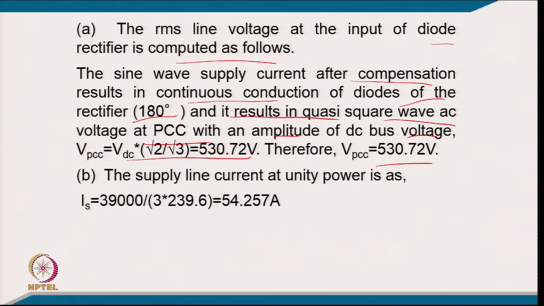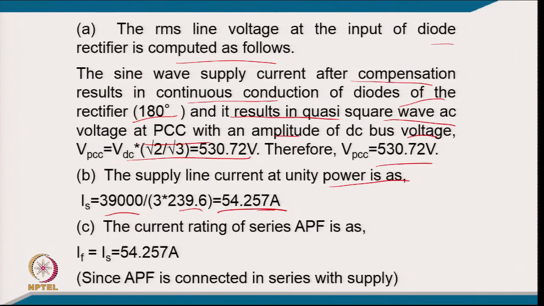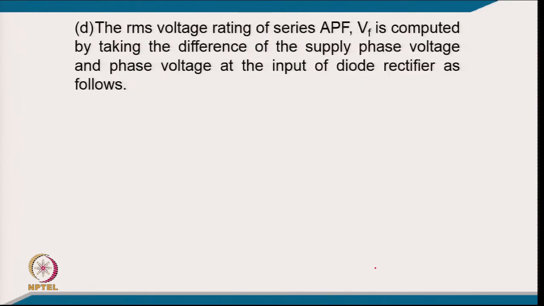So, the supply line current at unity power factor is the active power drawn by the load, that is 39,000 watt divided by 3 into the phase voltage 239.6, because the power factor is maintained at unity. So, the net current comes to 54.257 ampere, and the current rating of the series active filter is the same, the filter current is equal to the supply current, because both are connected in series, and that is 54.257 ampere, since the series active filter is connected in series with the supply.